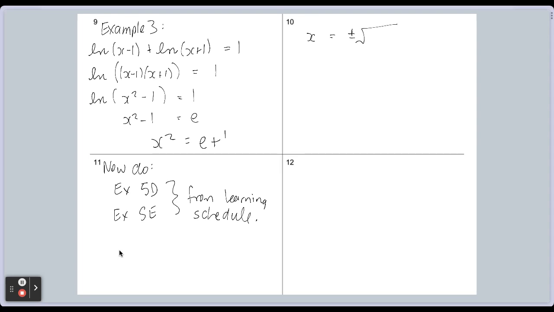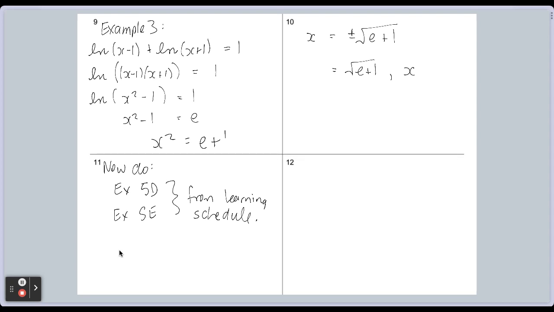So x is going to be plus or minus the square root of e plus 1, technically. But x can't be negative root e plus 1, right? So that means x is equal to the square root of e plus 1. Why? Because x, what? Technically it can't be negative, you're right, but it's more than that.